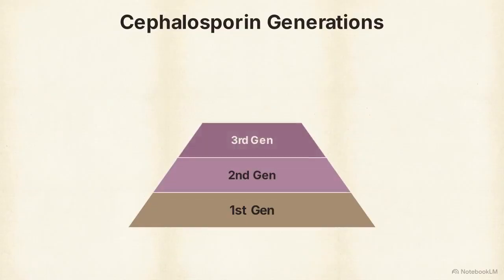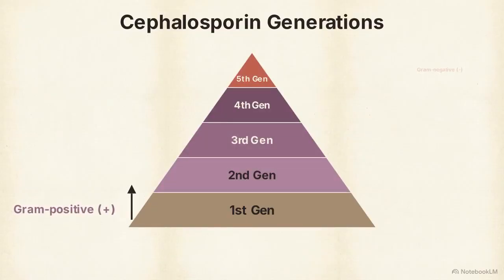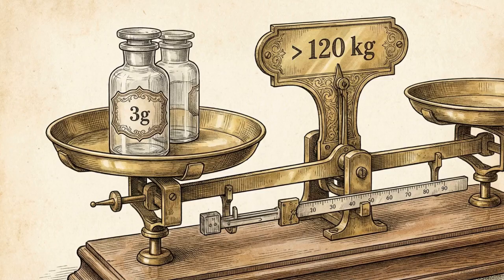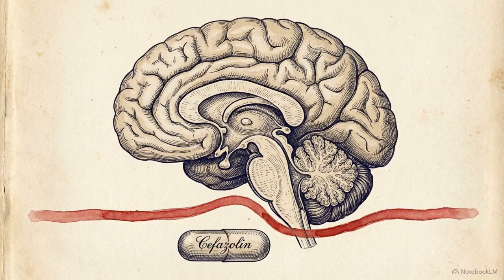Cephalosporins are classified into 5 generations. As the generations advance, activity against gram-positive cocci decreases, while gram-negative coverage increases. Cefazolin is dosed at 2 grams IV, or 3 grams for patients over 120 kilograms. It does not cross the blood-brain barrier.